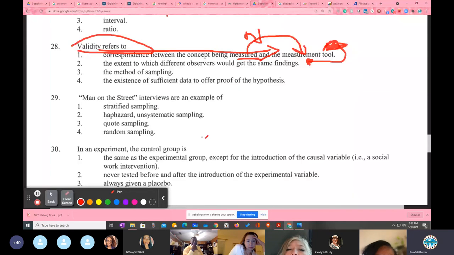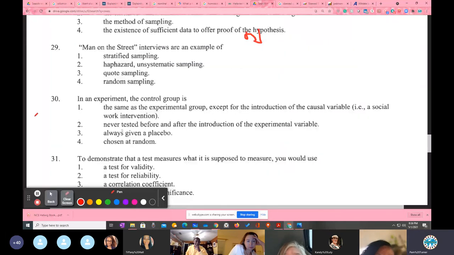Okay, 30. In an experiment, the control group, right? 1, is the same as the experimental group except for the introduction of a causal variable. 2, never tested before or after the introduction of the experimental variable. 3, always given a placebo, or 4, chosen at random. The control group.